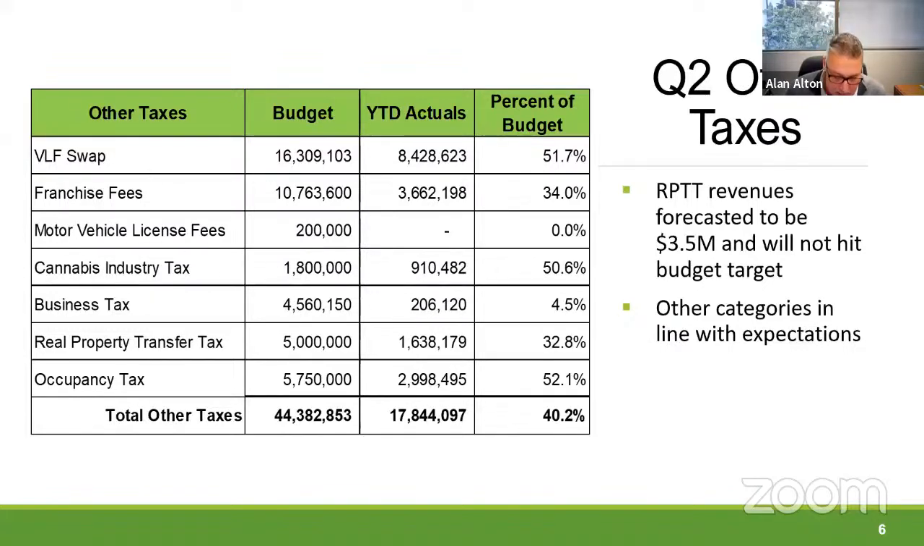Business tax, we are just now in the business tax filing period. That happens from January through, I believe, March. So that revenue will start showing up later in the year. I mentioned real property transfer tax. The one bright note on this is the occupancy tax, which is transient occupancy tax, or TOT.